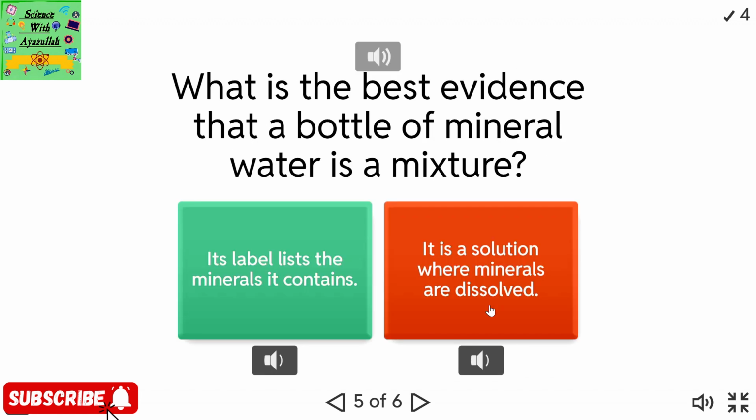What is the best evidence that a bottle of mineral water is a mixture? Its label lists the minerals it contains. It is a solution where minerals are dissolved.